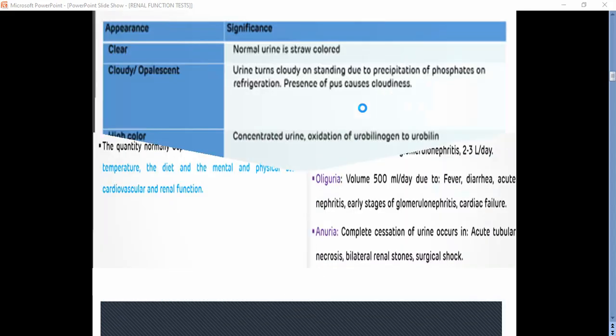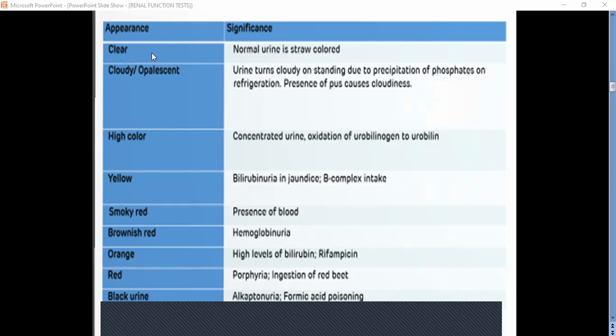And the next one is color and appearance. Normal urine is straw colored and clear. Urine turns cloudy on standing due to the precipitation of phosphates on refrigeration. That is, if the urine is left standing for a long time, it gets cloudy.